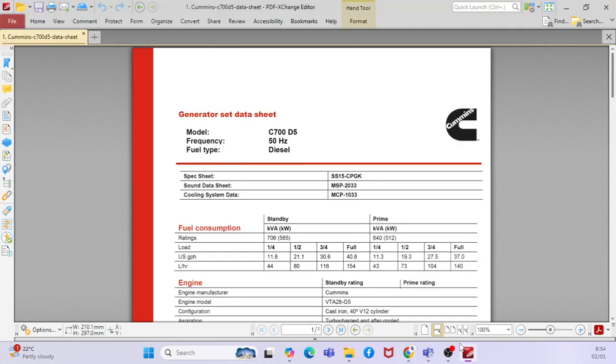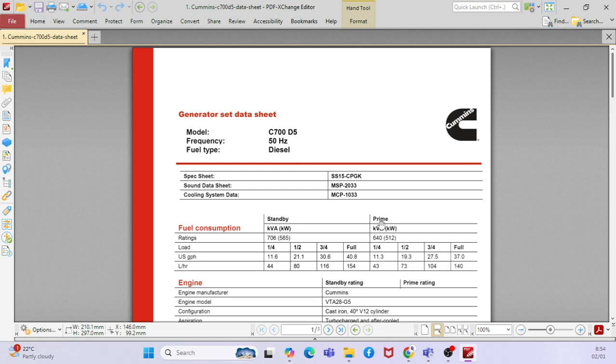So that is why if you go to standby, you can say that 706 kVA or 565 kilowatt, right? Which is basically the high capacity. That is a constant load for a specific time, for a few hours. Basically, in one 12-hour period, it can give you full capacity for 1 hour, right?